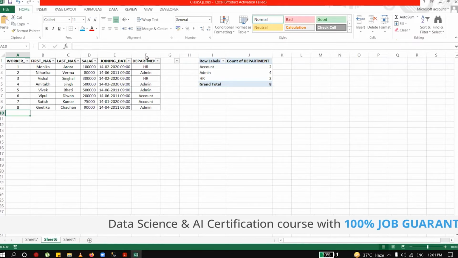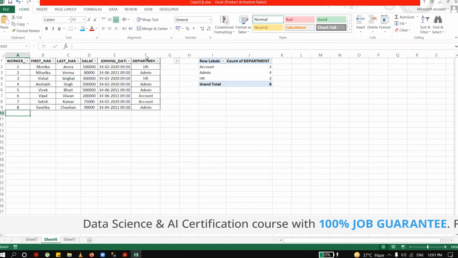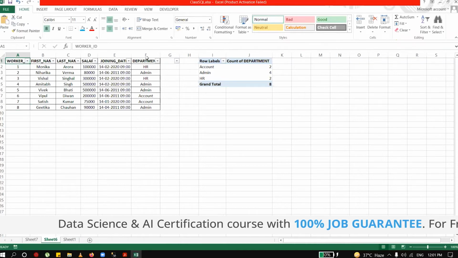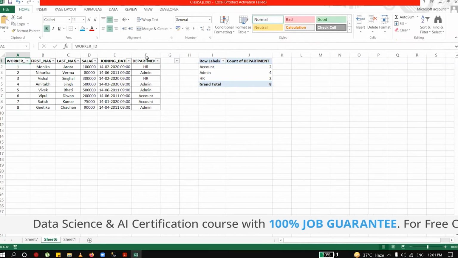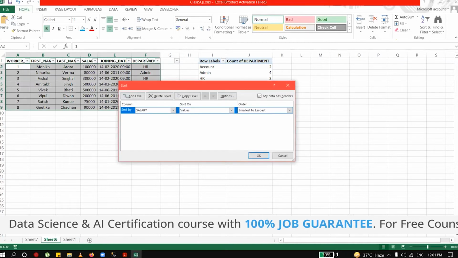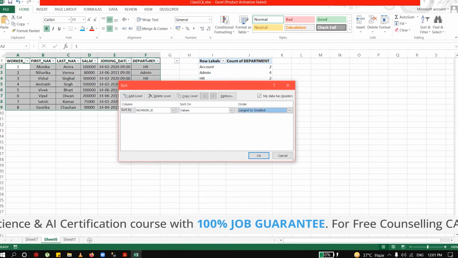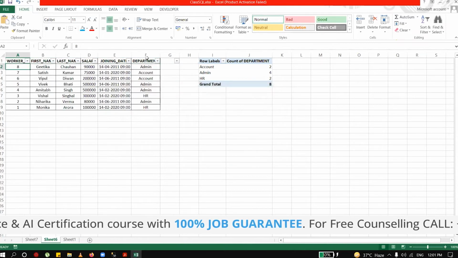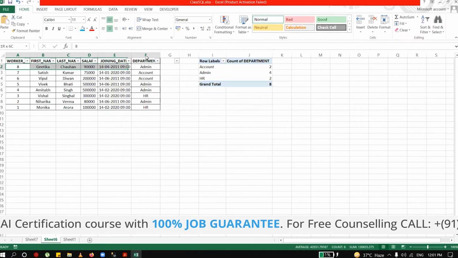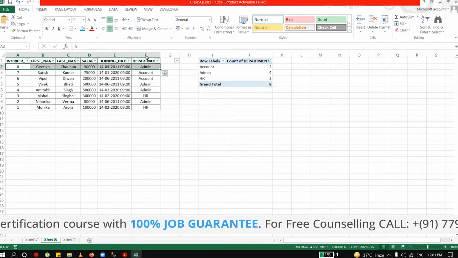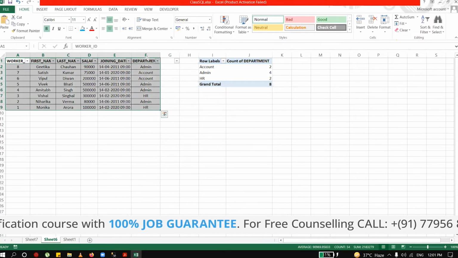To make it easier, what you can do is sort it on the basis of worker ID in descending order. Once this is sorted in descending order, what I have to read is only the top first record. That's it, after putting the worker ID in descending order.